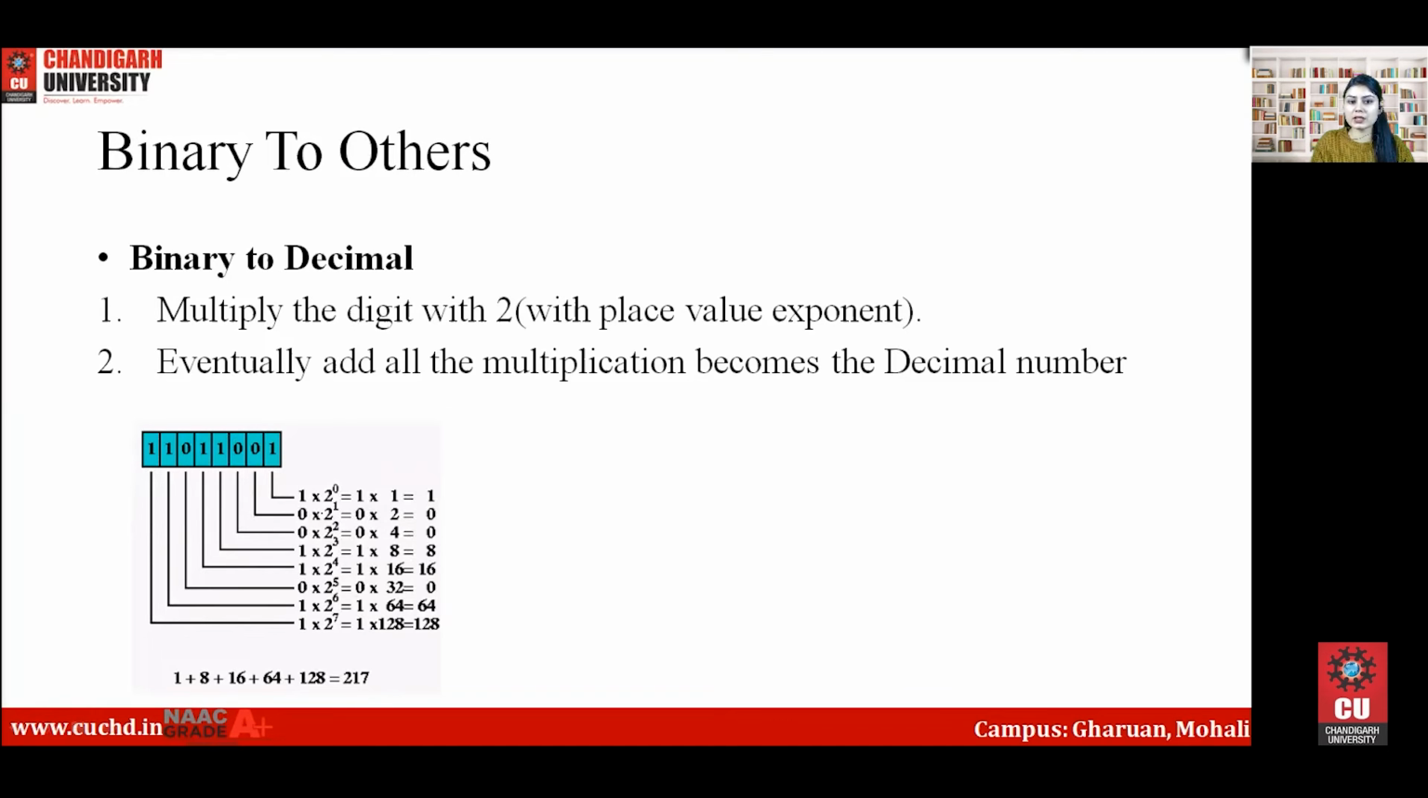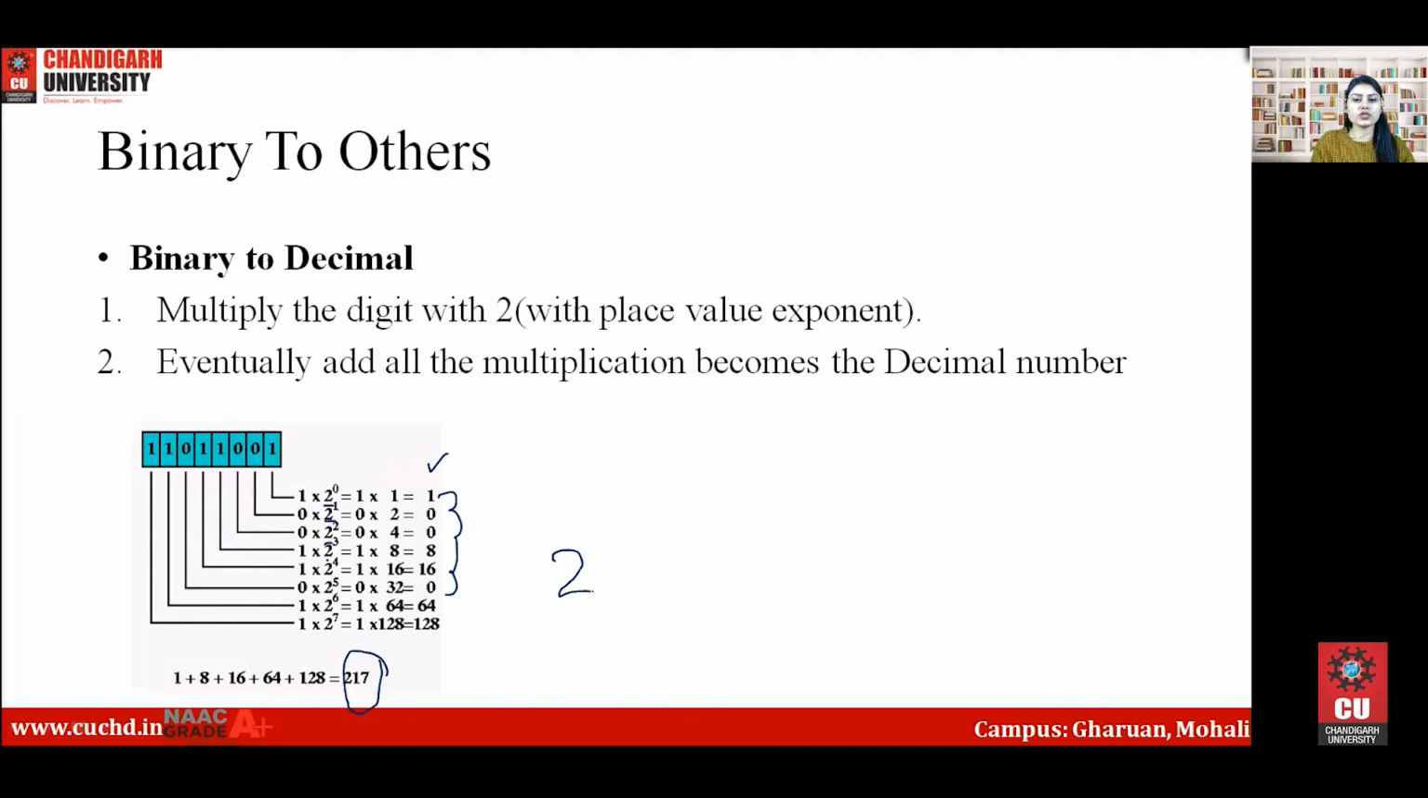That means the first number will be multiplied by 2 raised to power 0, because 2 is the base of binary. Then the second number will be multiplied by 2 raised to power 1, then 2 raised to power 2, 2 raised to power 3, 4, 5, 6, and 7 up to the last number. Then we calculate it and add all these numbers.